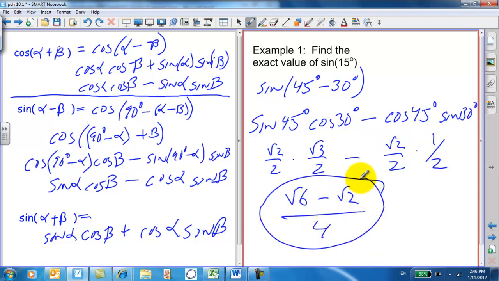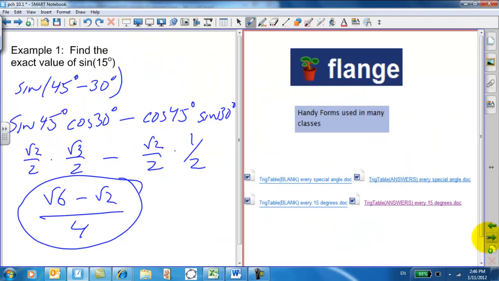That's the exact answer. Now I put it to you that we can add the 15-degree angles as some of our special angles, because you can, if you want to, look at this in the Flange Wiki space, under the page handy forms.